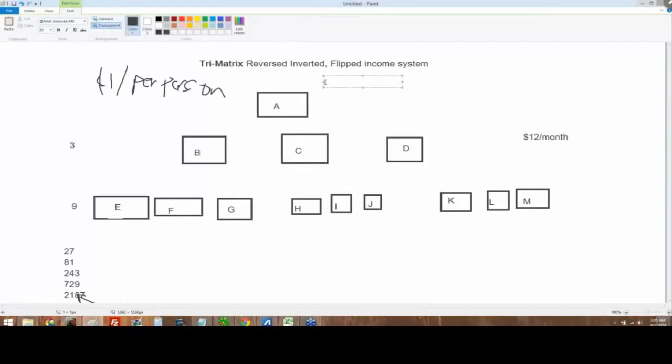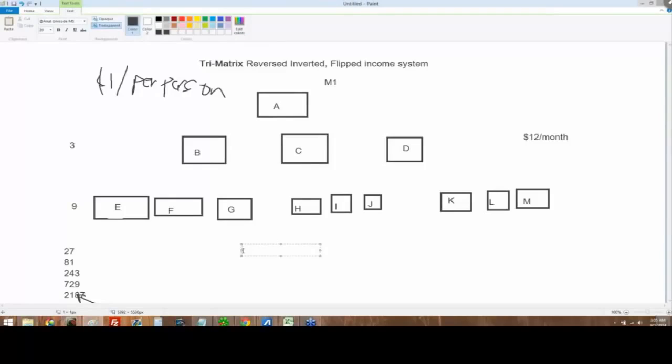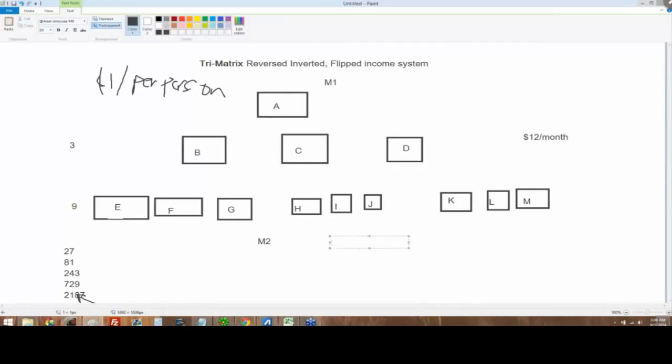At the same time that this matrix exists, we'll call this M1, there's a second matrix called M2. And M2 is an exact opposite. It's a flipped or inverted system compared to M1. So the guys at the bottom, these 2187 people, we actually begin with them. So in the next matrix, M is going to be at the top, and then A is going to be at the bottom. That makes sure that these people who are at the bottom are going to be making some money as well.